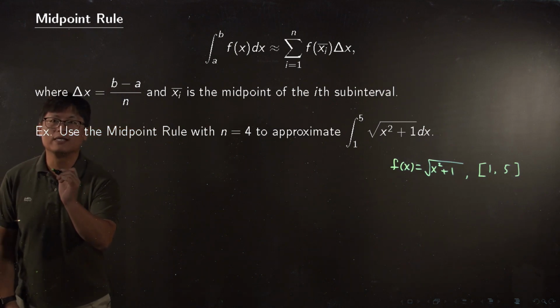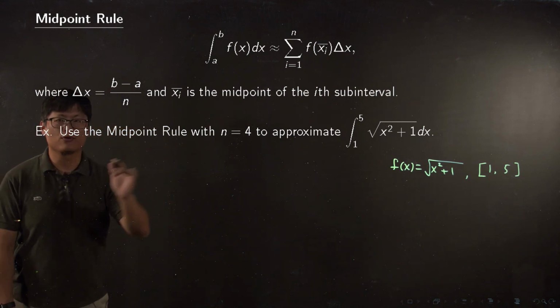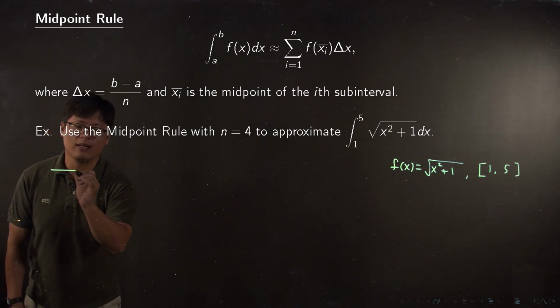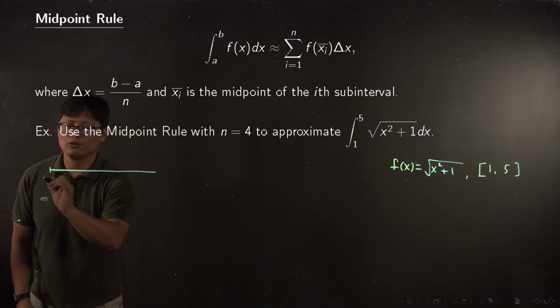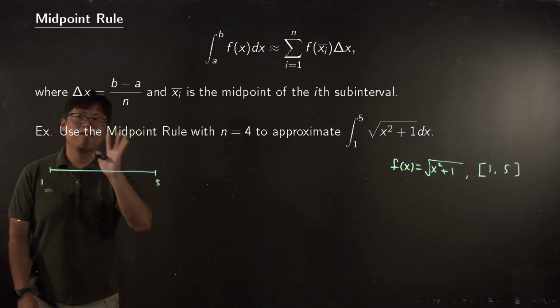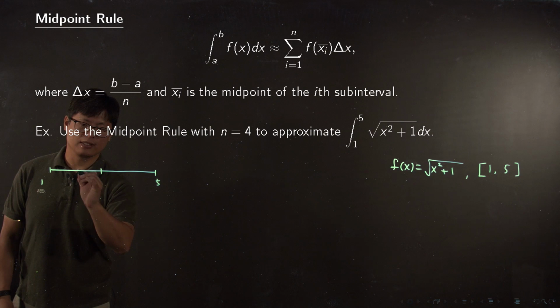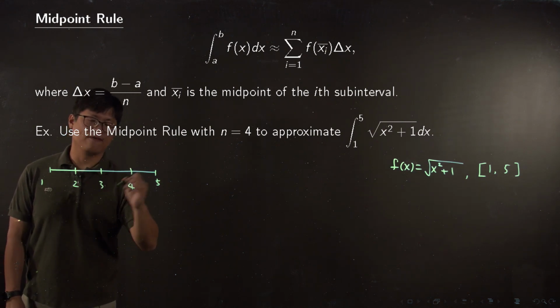So here we go. As I told you, you have to know the graph of this, but as long as it's continuous and differentiable in the given interval, that'll be fine. From 1 to 5, 4 equal rectangles, so just split into 4. Then you can easily figure out the endpoints: 2, 3, 4, and 5.